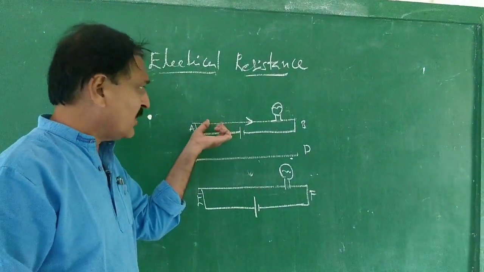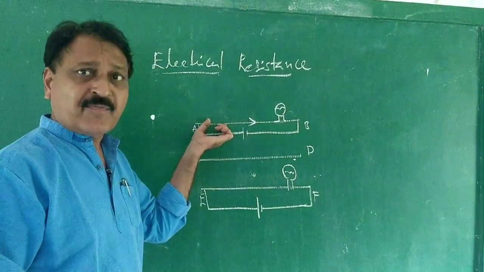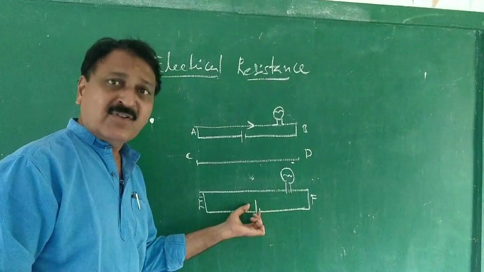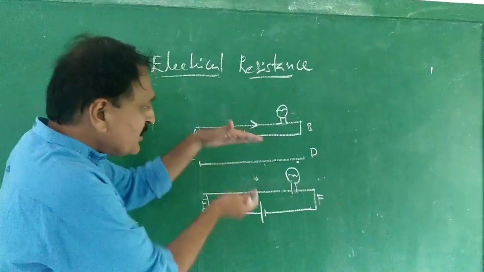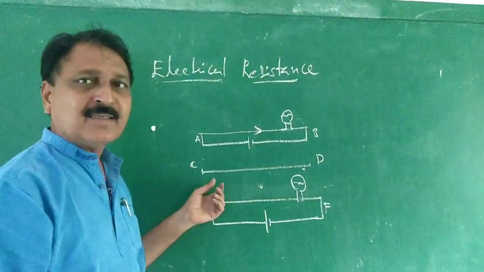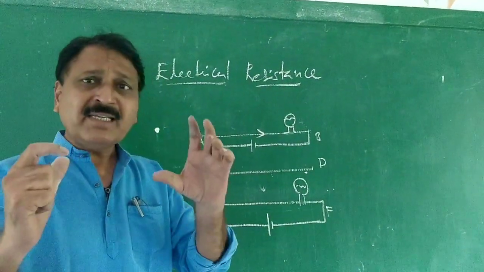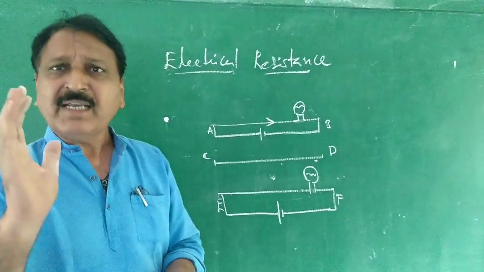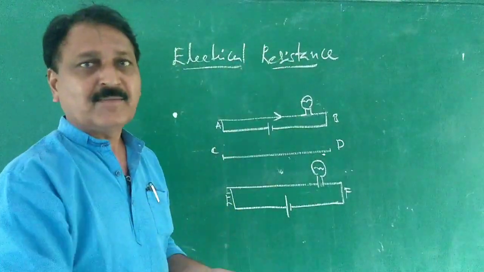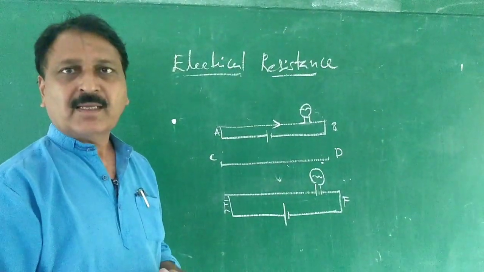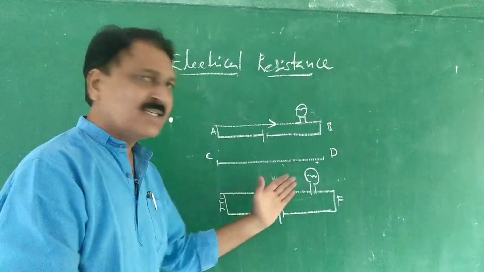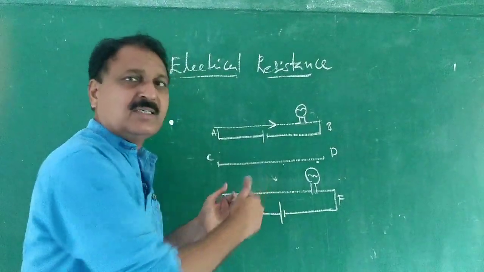The first one is called a conductor. The last one is called an insulator. In between these two we can find another type of material that is called semiconductors. So the materials which offer very low resistance to the flow of current are called conductors. The materials which offer high resistance to the flow of current are called insulators.